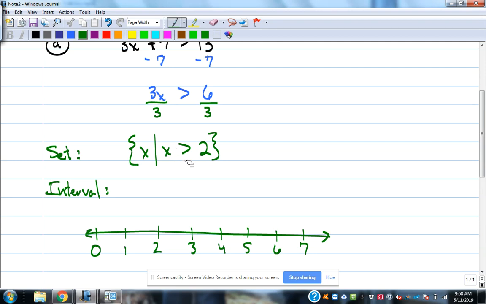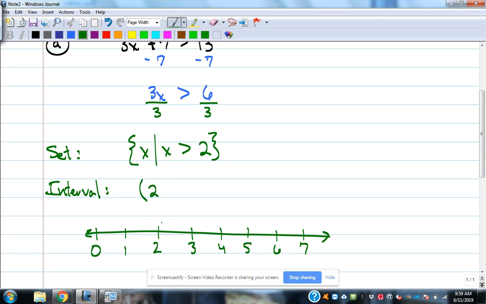No, because this doesn't have an equal to mark. So that means it's not counted. So on the interval notation, if the smallest answer is just past 2, we're going to put a parenthesis and then the number 2.